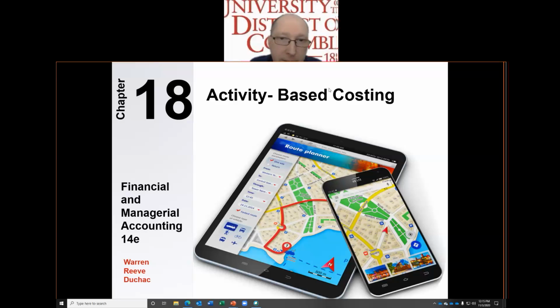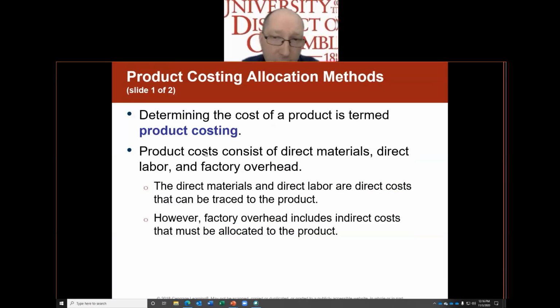Welcome back. This is Chapter 18, Activity-Based Costing. In this chapter, we are going to organize our costs based on activity. We discussed activity-based costing very briefly back in Chapter 16. Now, let's talk about it a little bit more in detail, activity-based costing.